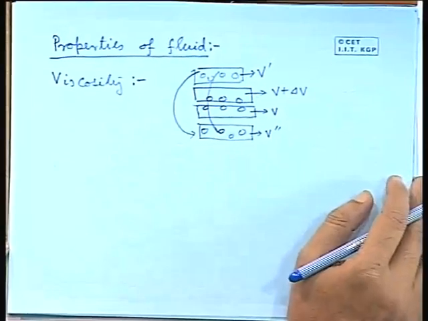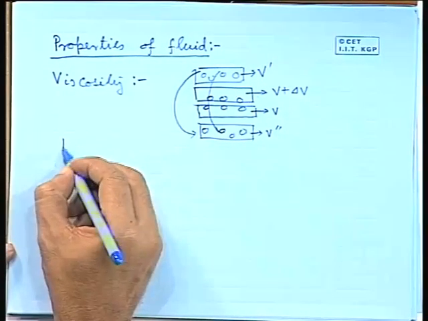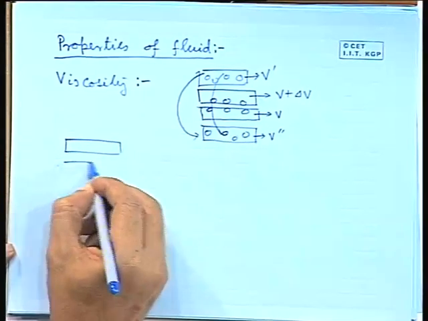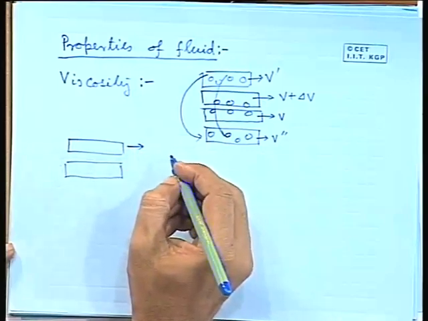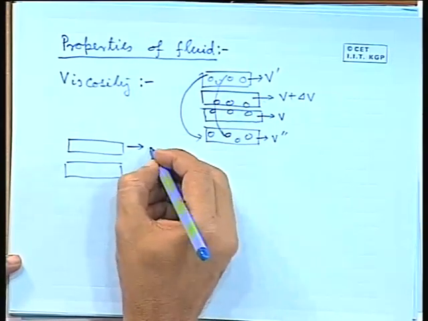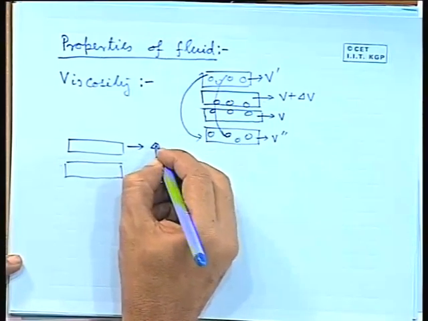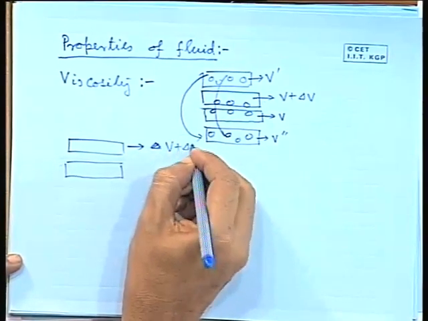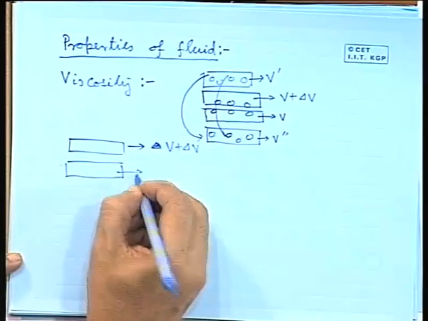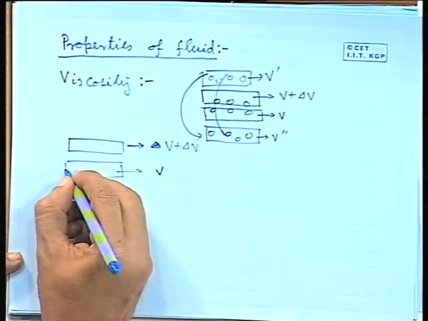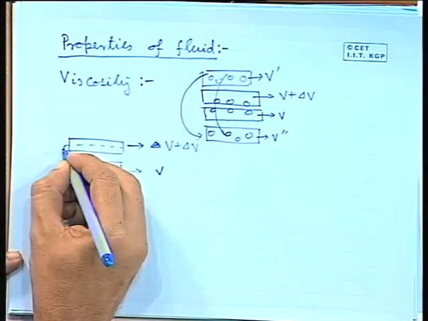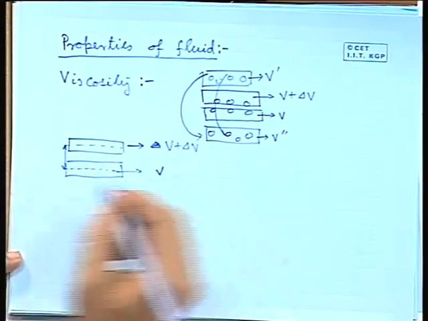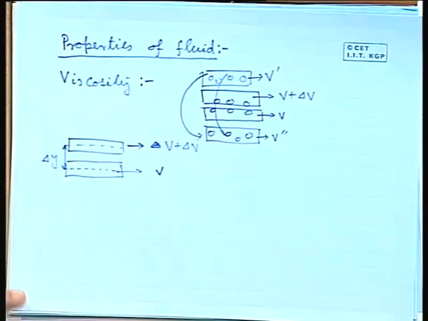Well, now we know that if there are two layers, one moving with a velocity v plus del v, and the other moving with a velocity v, the relative velocity between these two layers is del v, and let us say this distance is del y.